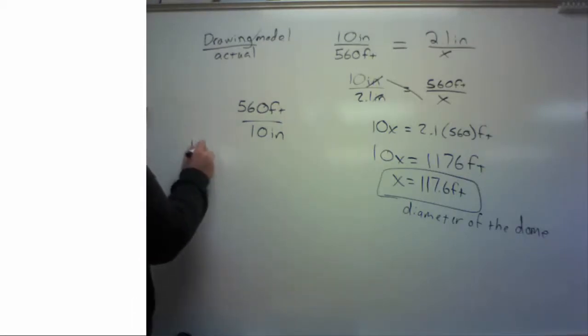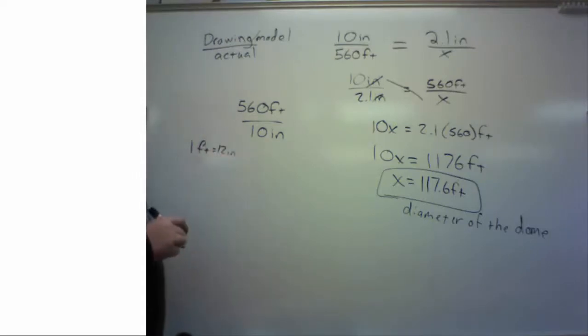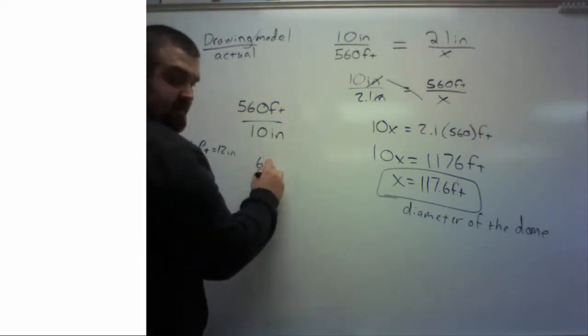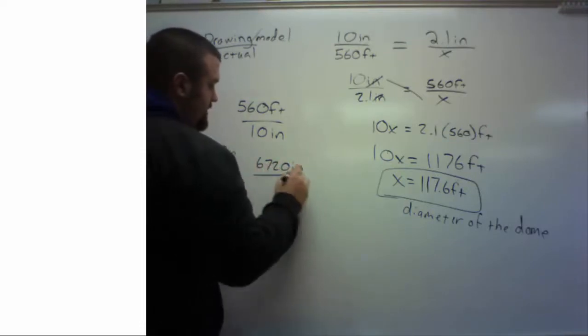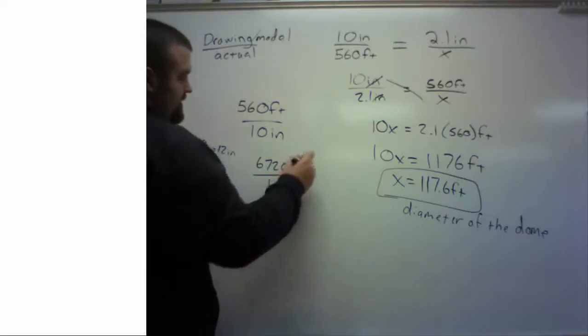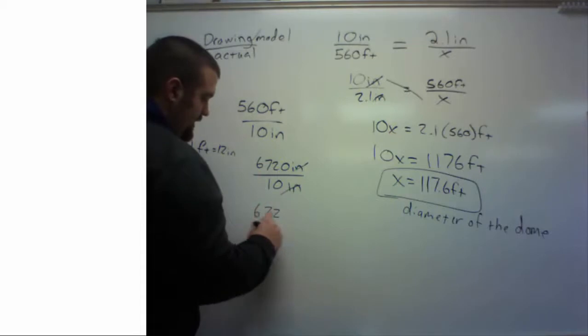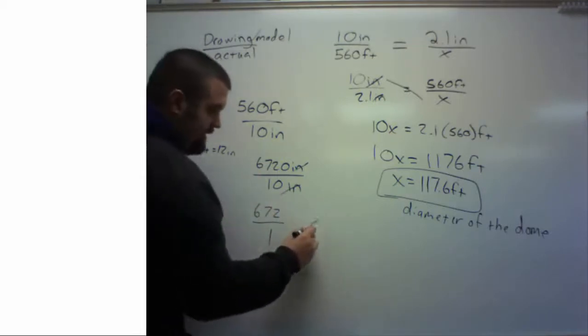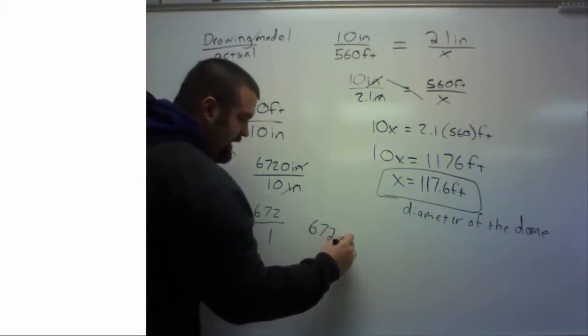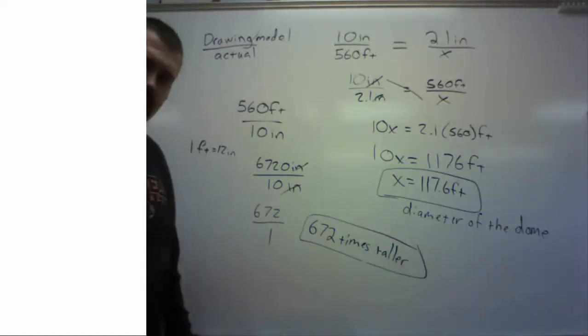So in 1 foot, there is 12 inches. So I'm going to take 560 and multiply by 12, and if done correctly, you should get 6,720 inches to 10 inches. Now that they're the same unit, the units cancel out. Divide top and bottom by 10, you get 672 to 1, so it's about 672 times taller. There I go.